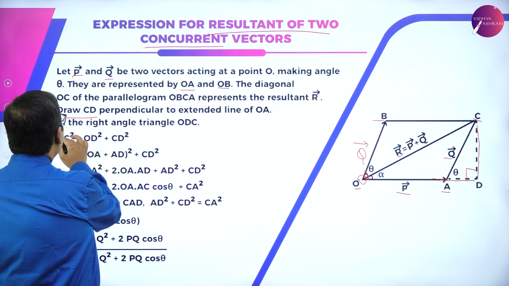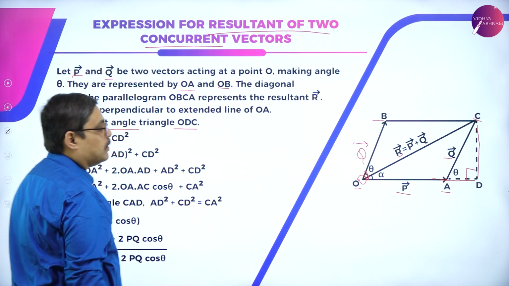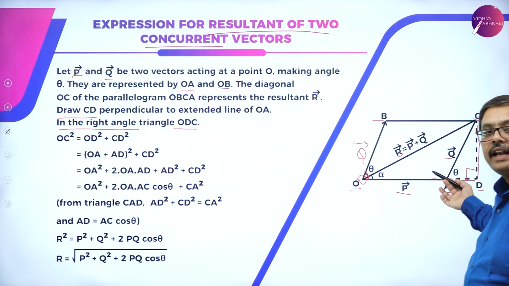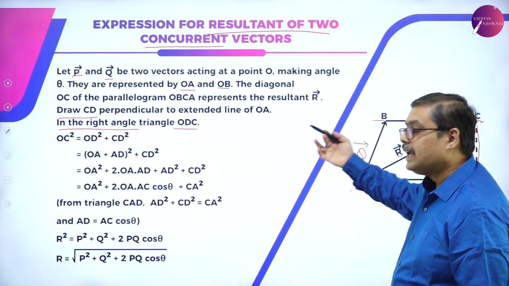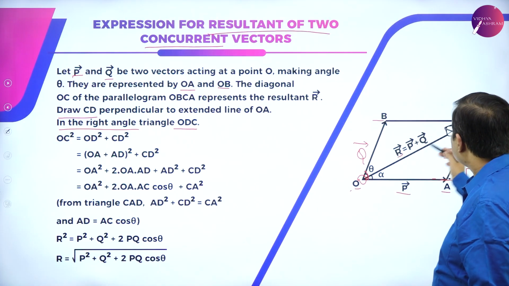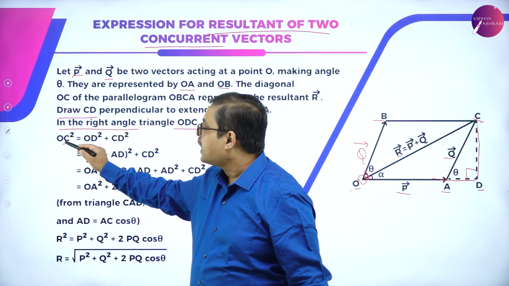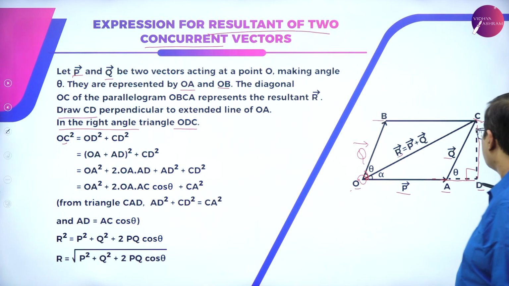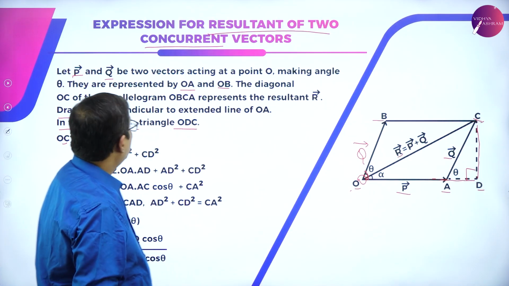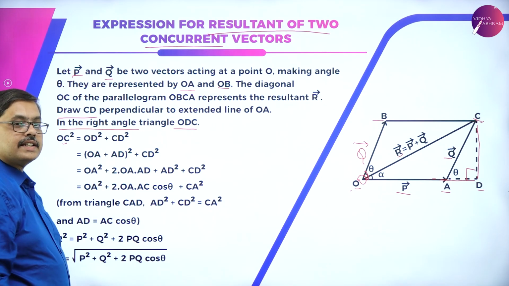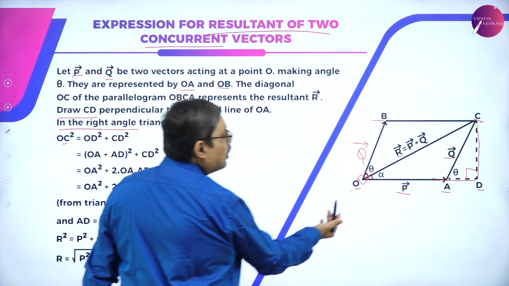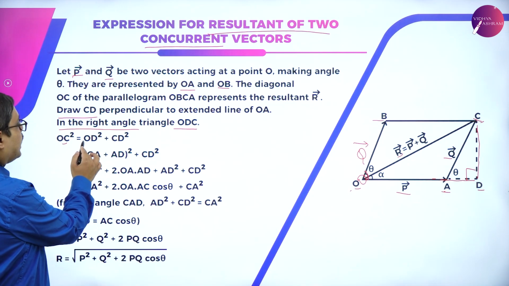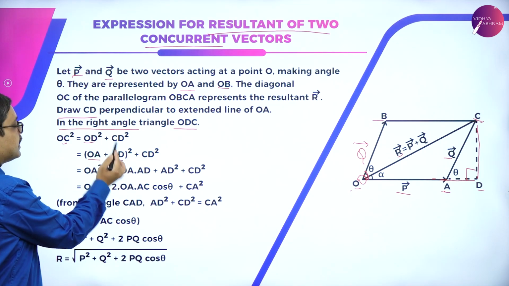So from the right angle triangle ODC, what do I have? Let me check. This is O, this is D, this is C. From the right angle triangle, let me take the Pythagoras theorem. The square of the hypotenuse OC square is equal to the sum of squares of the other two sides. What are the other two sides? It is OD square and CD square. OC square equals OD square plus CD square. How can I represent OD? OD is a combination of two lines, OA and AD. So we write OD as OA plus AD.